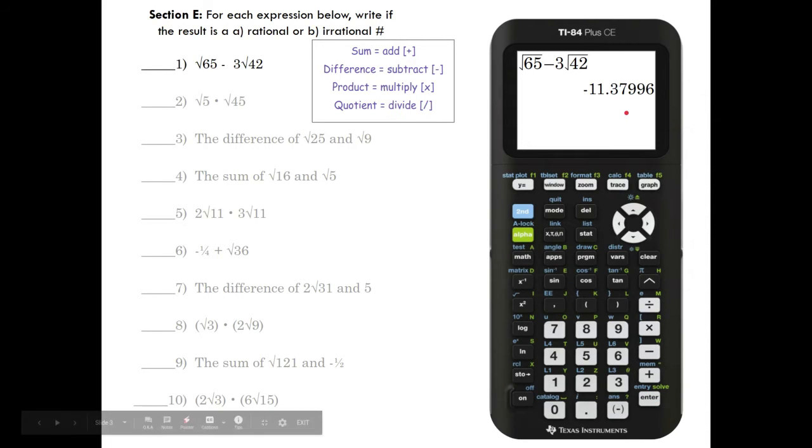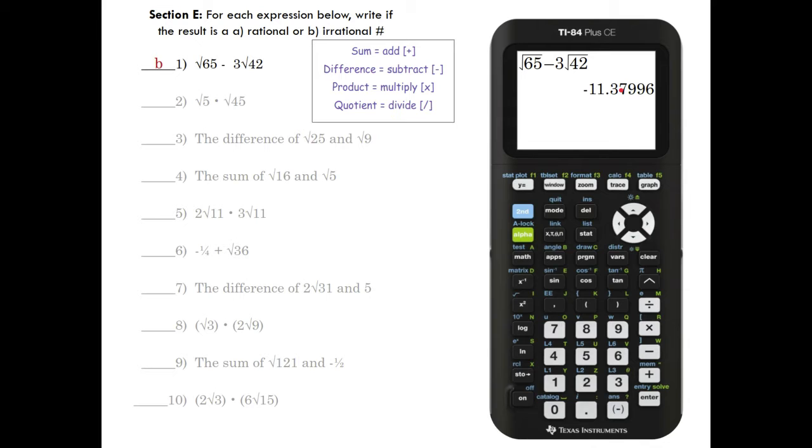In your calculator, if you do it, it'll be much longer. I just didn't show all the numbers, but if it shows a lot of numbers after the decimal point without any pattern whatsoever, that means it's going to be irrational. So this is an irrational number. It says for each expression below, write if the result is A, rational, or B, irrational. And the answer, therefore, is going to be irrational. So therefore, the answer is B.